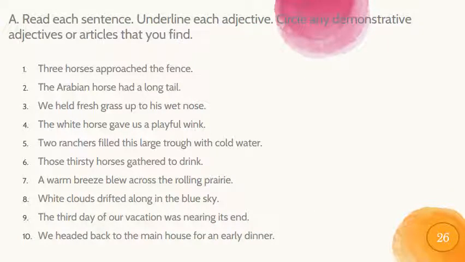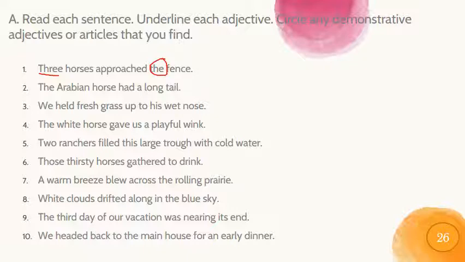Okay, let's practice this exercise. This exercise is found in your book on page 26. Read each sentence, underline each adjective, circle any demonstrative adjectives or articles that you find. If we find demonstrative or article adjectives, we have to circle them, but the regular adjective, we underline it. 1. Three horses approached the fence. Three is an adjective. It's describing horses. Approach the fence. The is an article, so I have to circle it.